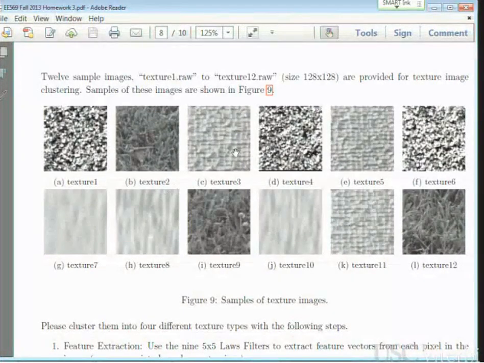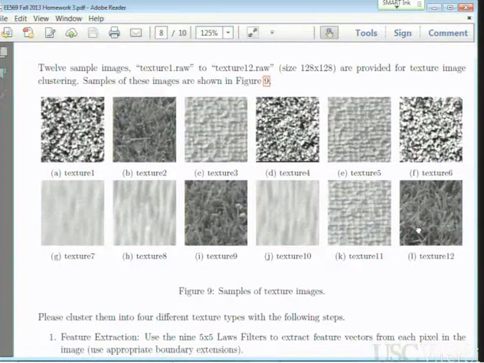So humans can cluster them well. Humans will say 3, 5, 11 become one cluster, right? And 1, 4, 6 another class. And 7, 8, 10 is another class. And 2, 9, 12 is a class, right? Agree? But how do we let the computer do this? How does a computer cluster things together?